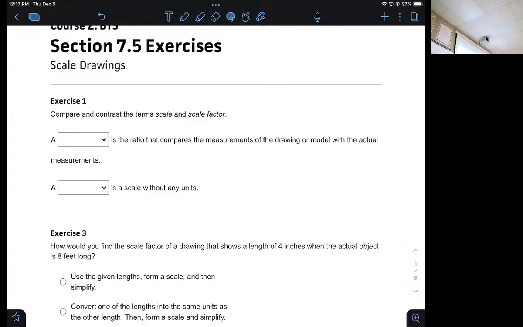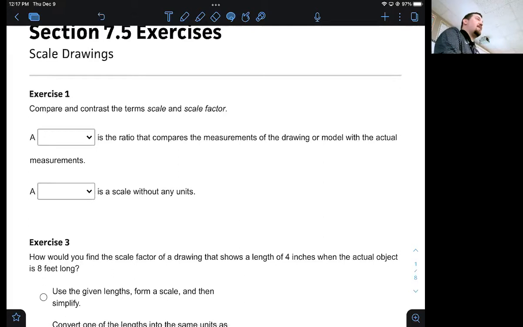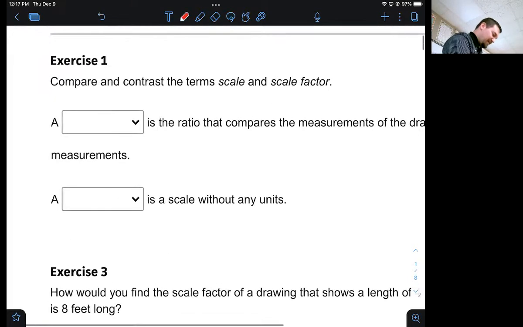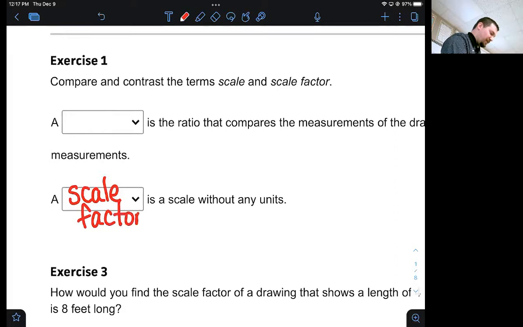All right, 7.5 homework questions, starting with number 1. Is it the scale or the scale factor that doesn't have any units? Aaron? No. Michael, is it the scale or scale factor that doesn't have any units? The scale factor. The scale factor doesn't have any units.